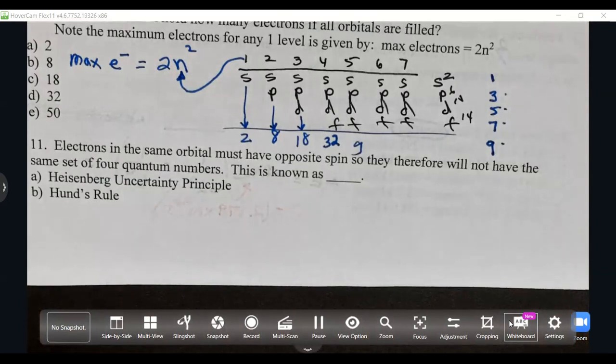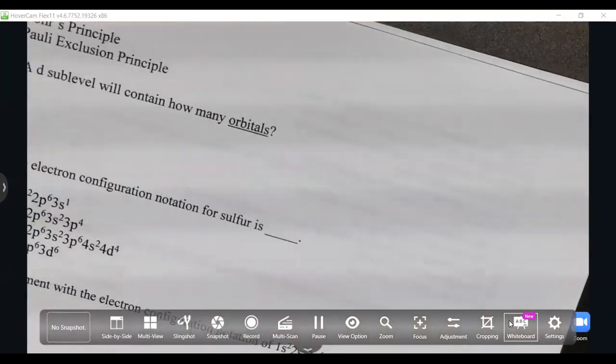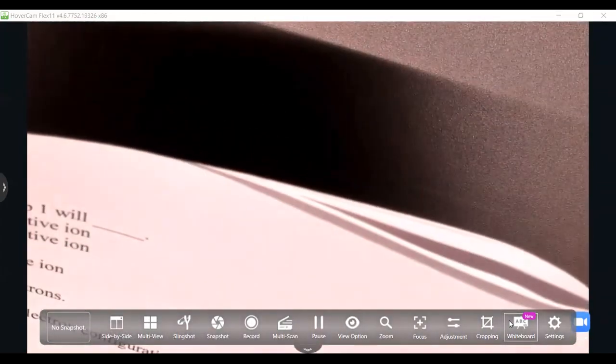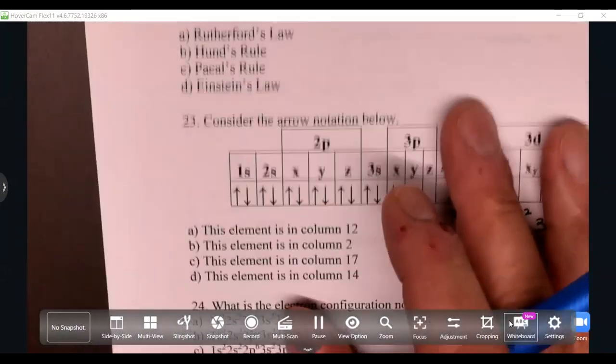Okay, what else do we have on this quiz? This will be your last opportunity. Yes. 19. Let's look at 19. Okay, 19.